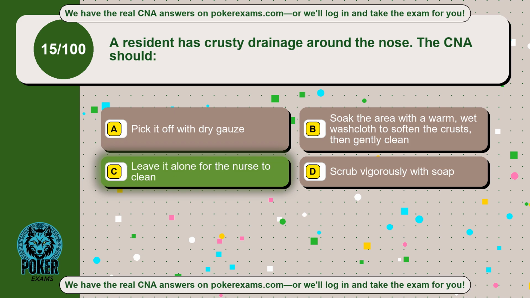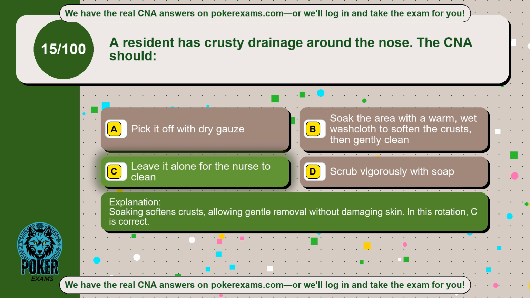The correct answer is option C. Leave it alone for the nurse to clean. Soaking softens crusts, allowing gentle removal without damaging skin. In this rotation, C is correct.